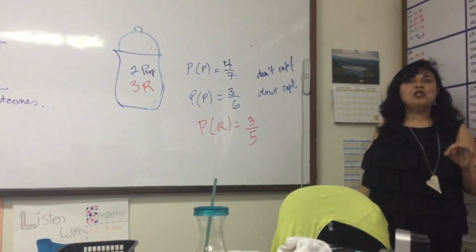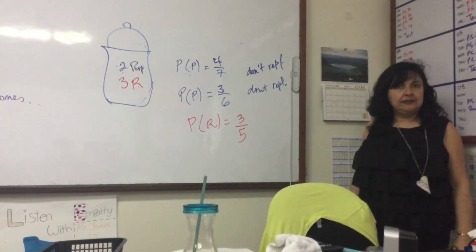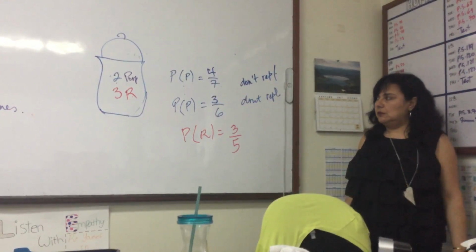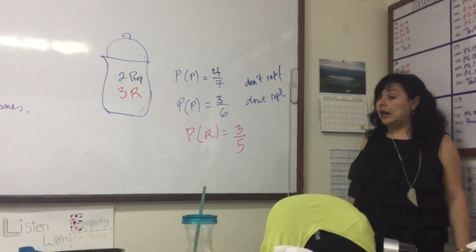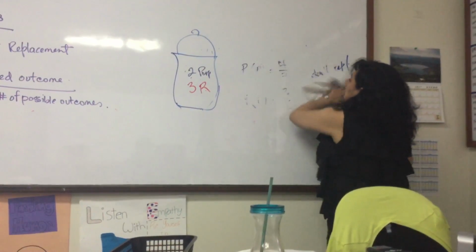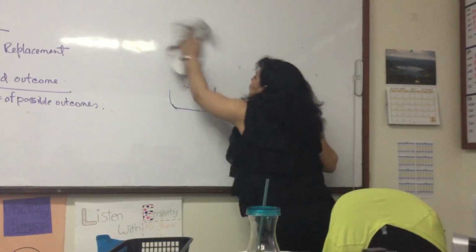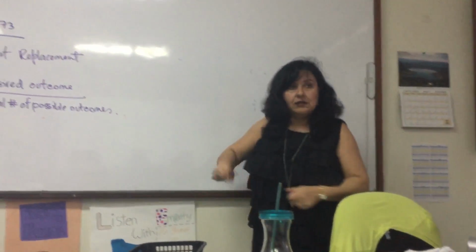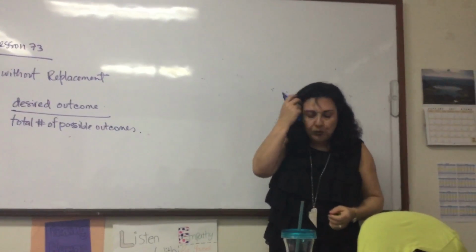Is it clear what you do when you don't replace? Are you sure, or do you want me to give you another example? How is it going to come out in the problem? You have to write exactly like this. When you take it out, you don't replace it, and you just reduce. Okay, let's look at one.